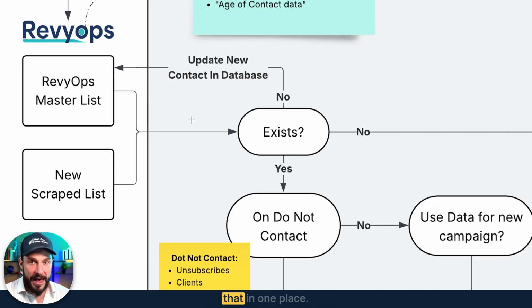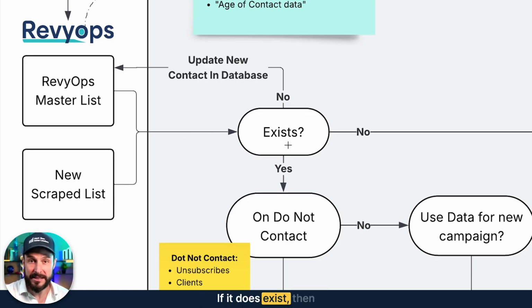So you have all of that in one place. Now, again, coming back here, you scraped a new list. What do you do? You first want to see, does it already exist in your master database? For a single client, or as an agency, you want to reference your client's data. So you're going to say, within Clay, does it exist?